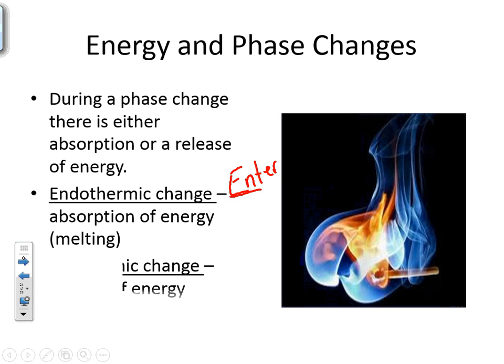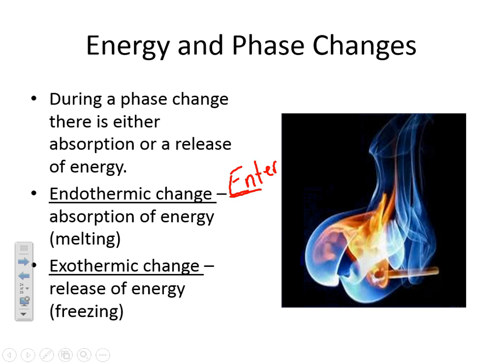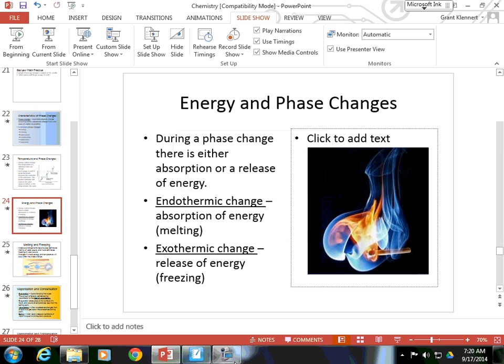Likewise, if something is releasing energy, it is called exothermic because the heat is exiting. So during a phase change, there's either the absorption or release of energy. If it's being released or exiting, it's called exothermic. If it's entering the substance or being added on, it's called endothermic. So we have endothermic and exothermic, and those are the two types of energy changes that can occur when we have a phase change.